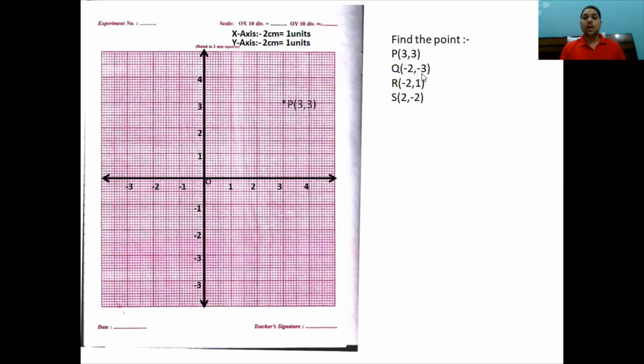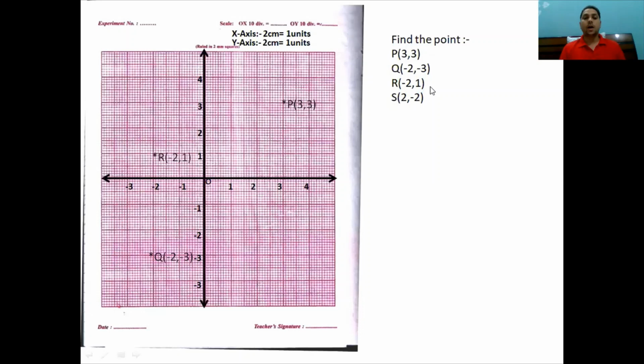Okay. Similarly, we have point Q(-2, -3). So we have abscissa -2 and ordinate -3. So how will we proceed? We will proceed from the origin. Then x is -2. This is the negative direction of the x-axis. So we have -1 and -2 like here. Then we have y as -3, so we proceed like this to -3. So this is how we locate this point Q(-2, -3).